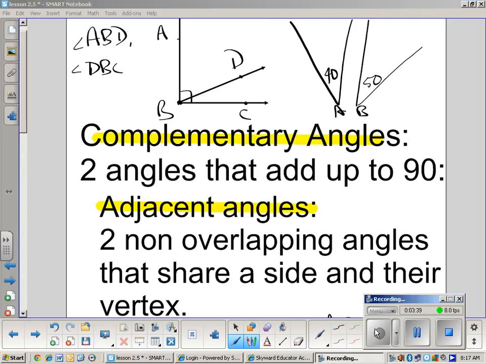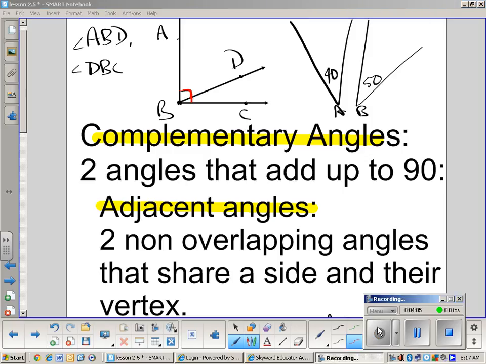Complementary angles: two angles that add up to 90 degrees. This symbol right here, most of you look at that and think, oh, that means 90 degrees. It doesn't actually. Actually, what it means is perpendicular.